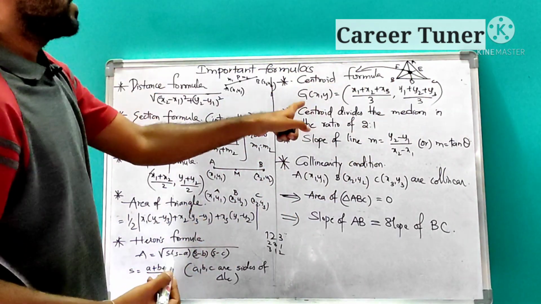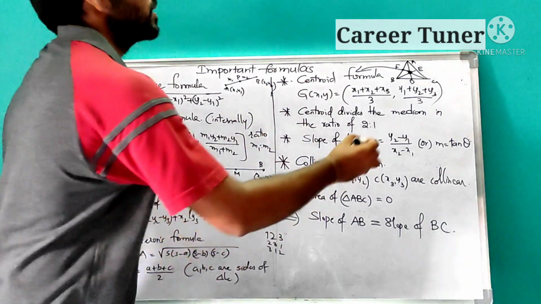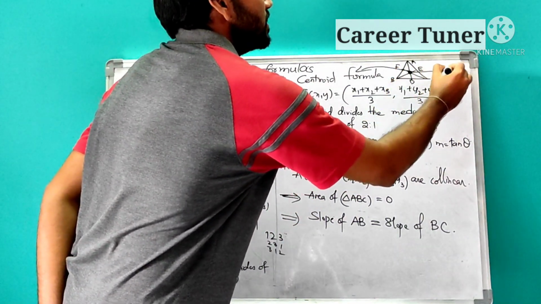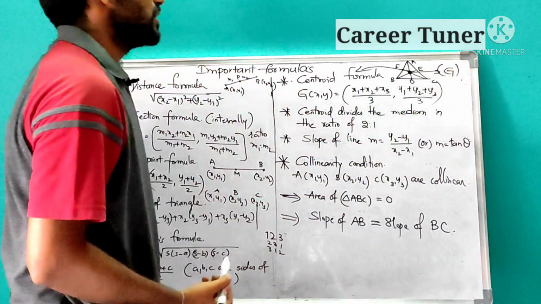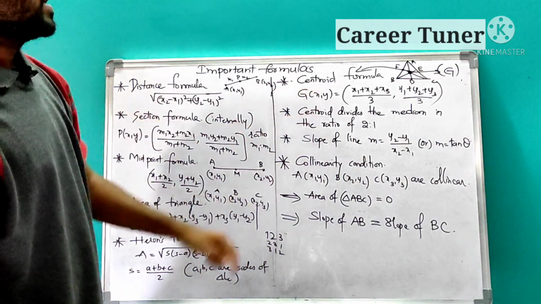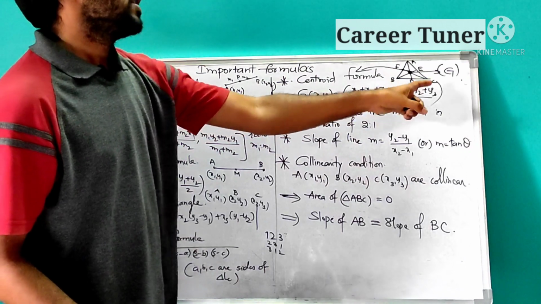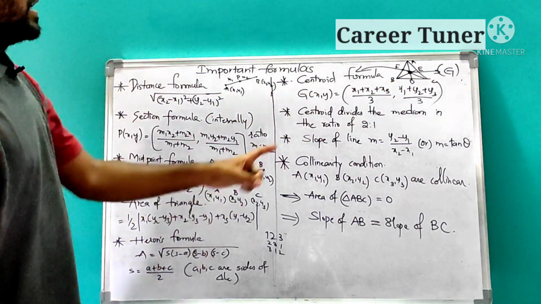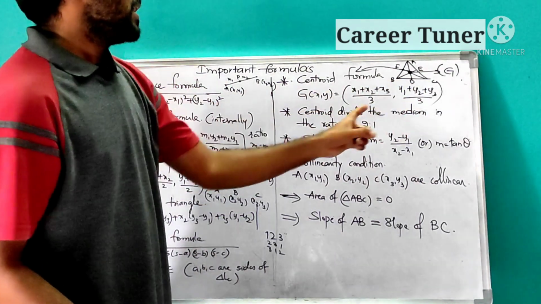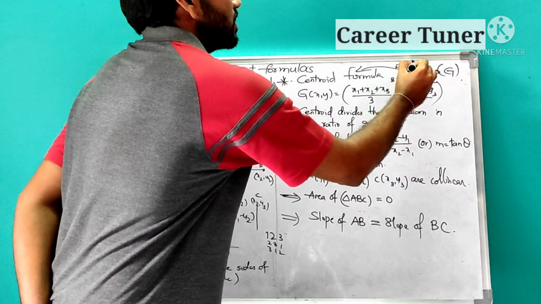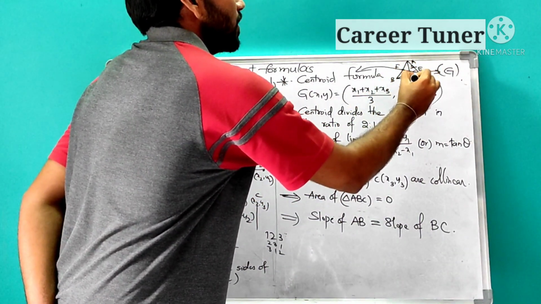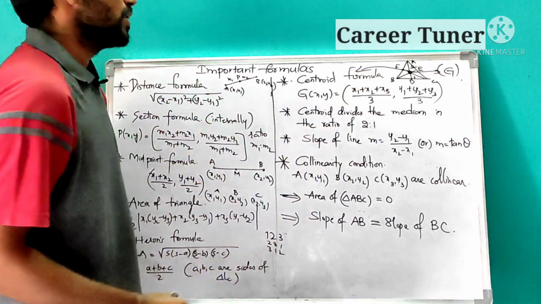The centroid is represented by the symbol G. So centroid G(x, y) is equal to ((x1 plus x2 plus x3) by 3, (y1 plus y2 plus y3) by 3). Always remember the centroid divides the median in the ratio 2:1. So if this part is 2, this part will be 1. It divides in the 2:1 ratio.